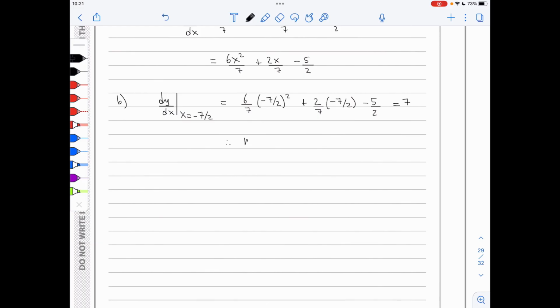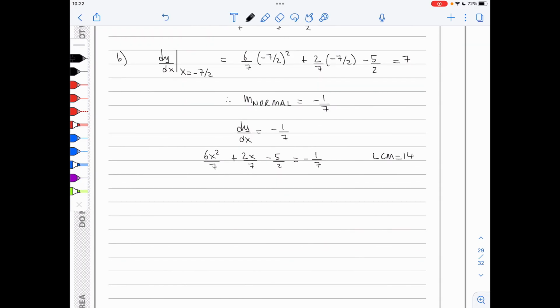We conclude that the normal at A has a gradient of minus 1 over 7. I flip and I change the sign. Now, since this line L is a tangent at B, it means that at B we satisfy that dy/dx is equal to minus 1 over 7, and therefore we've got that 6x squared over 7 plus 2x over 7 minus 5 over 2 is equal to minus 1 over 7. Now the LCM here is 14, so this leads to 12x squared plus 4x minus 35 is equal to negative 2, and therefore 12x squared plus 4x minus 33 is 0 as required.